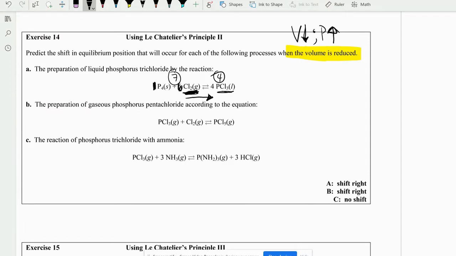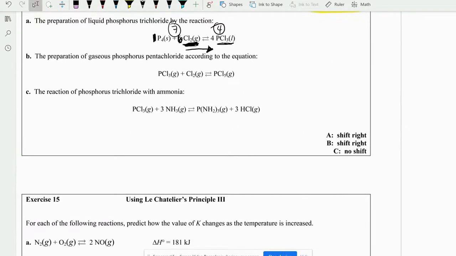So it's going to shift right, you guys. All right, so then I have the preparation of gaseous phosphorus pentachloride according to the equation. Here's phosphorus pentachloride. One thing I find interesting here is I see that there's 1 mole of this, 1 mole of that for a total of 2, and there's 1 mole over here. Now I notice that I have fewer moles of the product than the reactant.